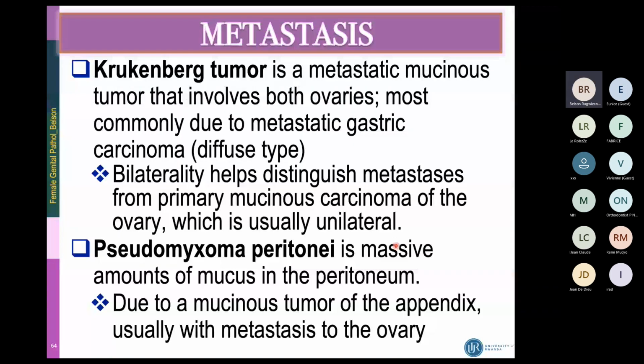So we have metastatic tumors which come to the ovary. We have Krukenberg tumor, which is a metastatic mucinous tumor involving the ovary. Usually it comes from the stomach, but any other abdominal organ can also give rise to Krukenberg. It is more frequently ovarian or gastric cancer. Another one is pseudomyxoma peritonei, which is a massive amount of mucin within the peritoneum. This is usually due to tumors of the appendix, and usually metastasizes to the ovary. So these are the main sources of metastasis to the ovary. But there are others we also see; sometimes a person has cervical cancer with metastasis to the ovary. I saw a case, and many others.